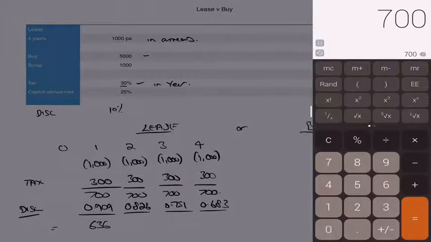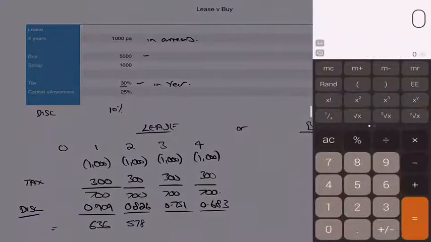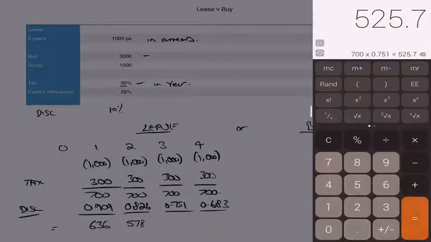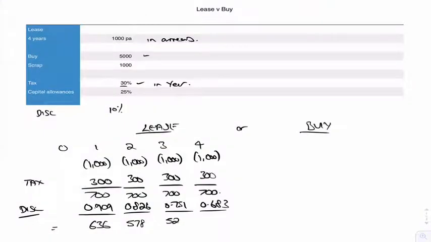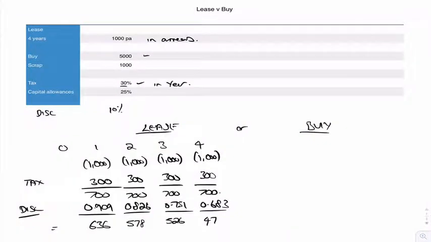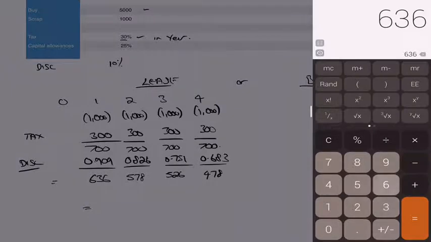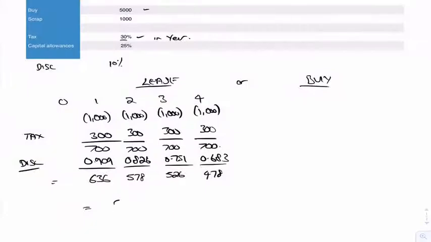And we've got 700 times 0.826 is 578. And we've got 700 times 0.751, which is 526. And then finally, we've got 700 times 0.683, which is 478. And then you add all those, they're all costs, remember. So you add all those costs across, 636 plus 578 plus 526 plus 478 gives me 2218 costs. Alright, if I lease it.